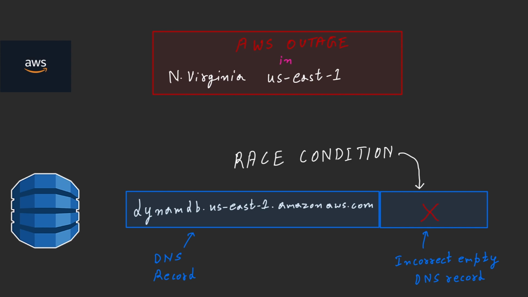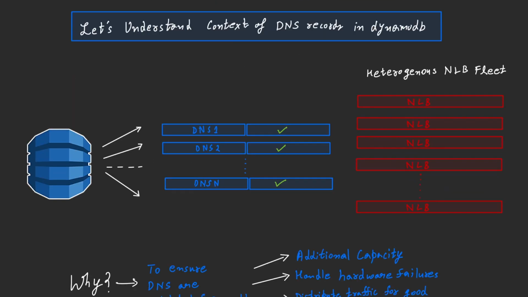So as of now, our premise is concentrated on the fact that due to some race condition, this particular DynamoDB DNS record entry got faulty. Now one question can come into our mind: how does DynamoDB need DNS records in the first place? So let's understand DynamoDB in the context of DNS records. How are DNS records needed for the DynamoDB architecture?